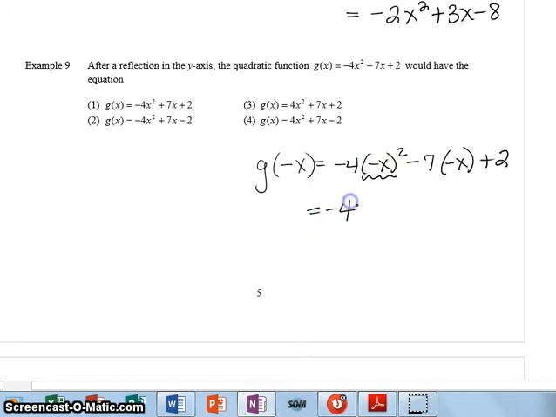So that first term did not change. It still remains negative 4x squared. But your b changes to positive 7x plus 2. So that's why originally when we were doing parabolas, I said only the b sign changed. So it's going to be negative 4x squared plus 7x plus 2, which is choice 1.